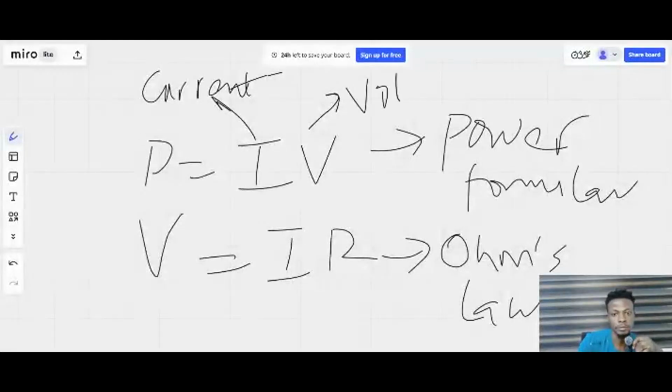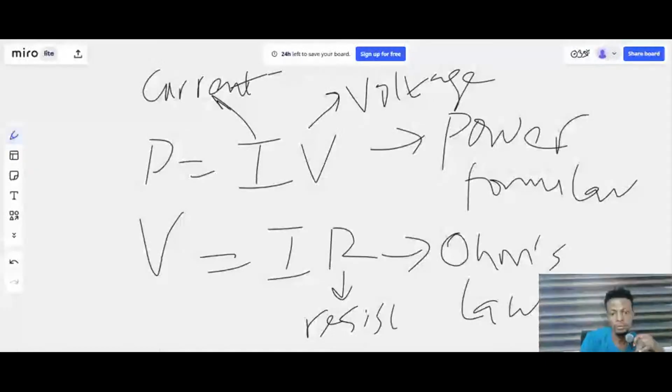You have the voltage. Here you also have the current, and then here is what? The resistance. So now I said these two formulas are very fundamental, and we have to take note of them. I'm emphasizing on it because they are very important.